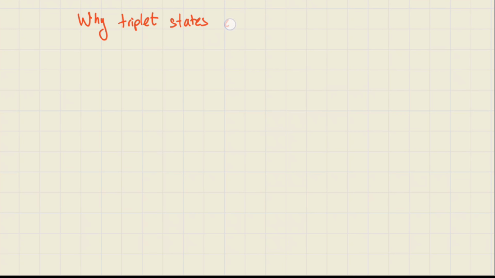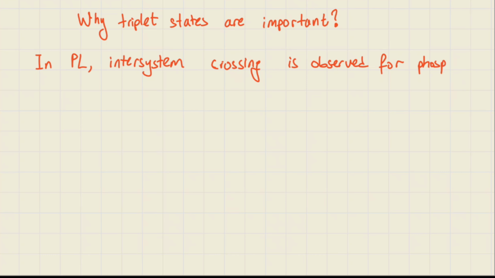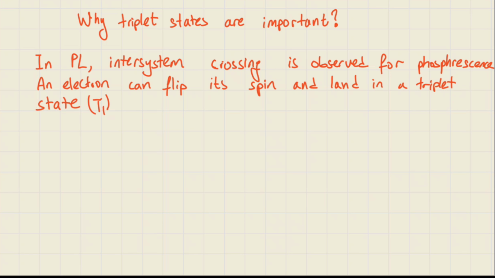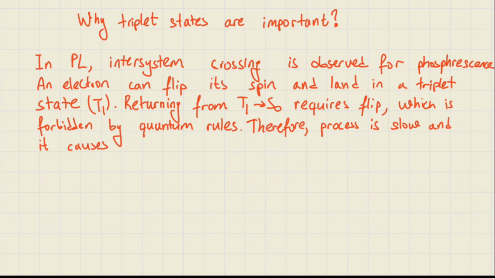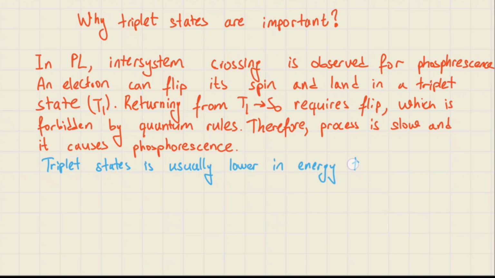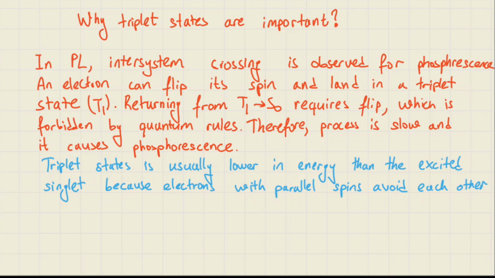Why are triplet states important? In photoluminescence, intersystem crossing is observed for phosphorescence. An electron can flip its spin and land in a triplet state. Returning from T1 to S0 requires a spin flip, which is forbidden by quantum rules. Therefore, the process is slow and it causes phosphorescence. Triplet states are usually lower in energy than the excited singlet because electrons with parallel spins avoid each other more. Less overlap causes weaker electron-electron repulsion.